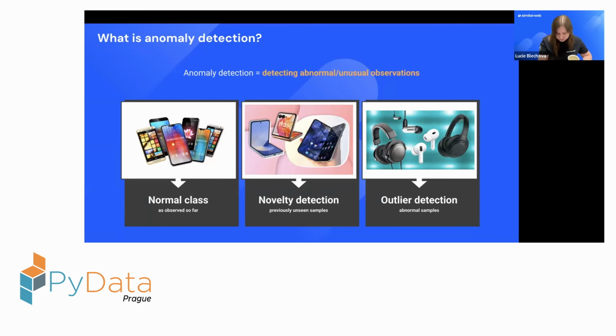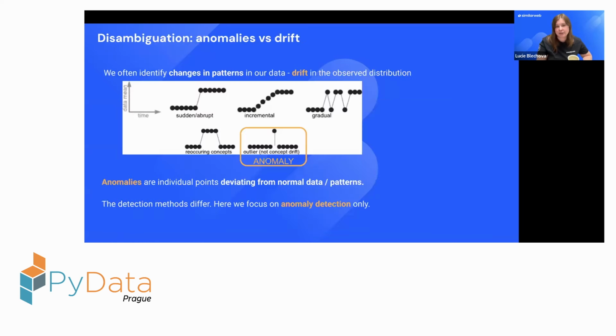But speaking about anomaly detection, it's also important to understand not just what it is, but also what it isn't, because anomaly detection is related quite strongly to data drift and its detection. However, those are two different concepts and two different things we need to tackle. Data drift is a change in distribution over time. So in the picture, you can see the mean of a distribution changing in different patterns.